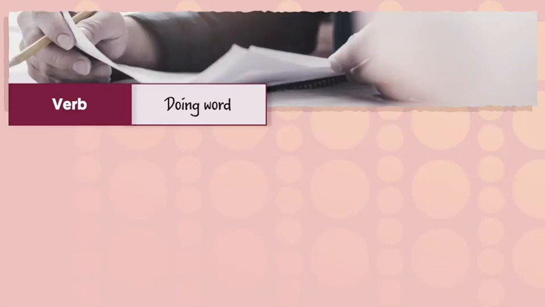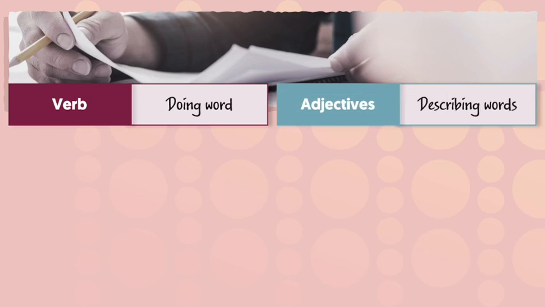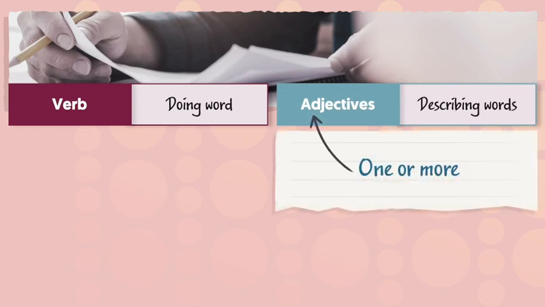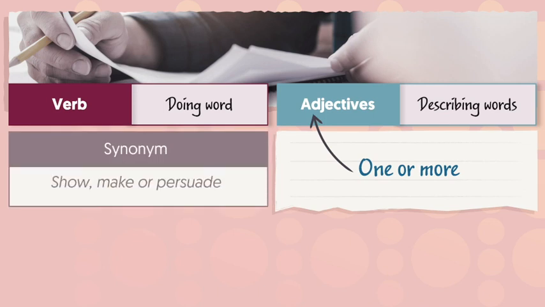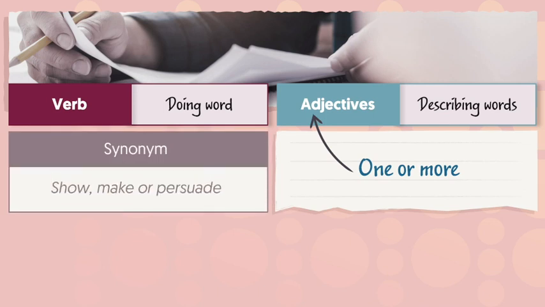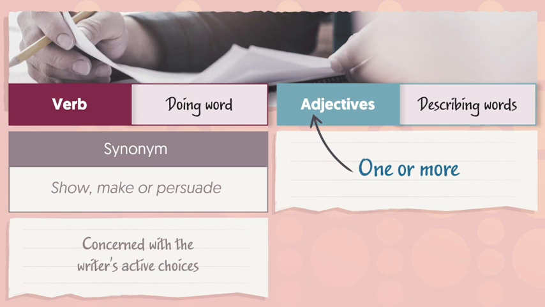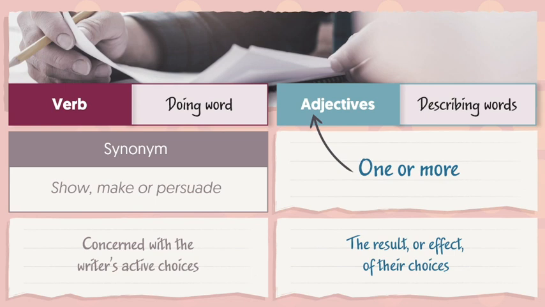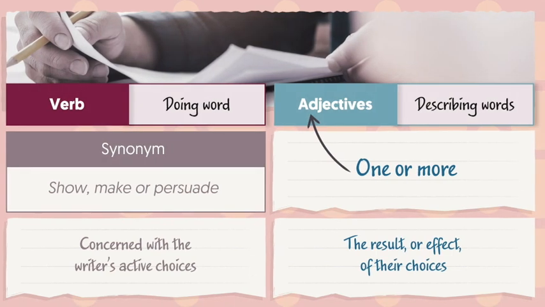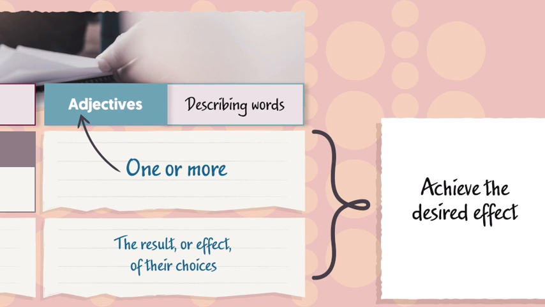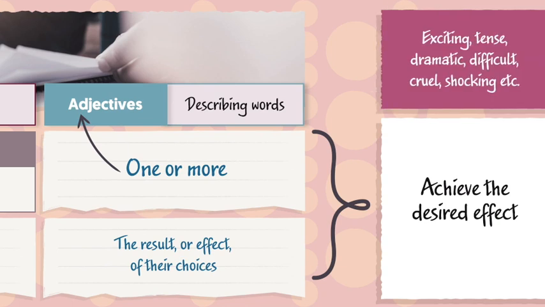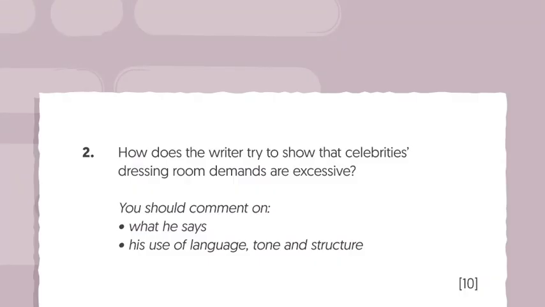Start by looking at the question. Identify the verb, the doing word, and the adjectives, the describing words. There might be one adjective, or more than one. In any question of this type, the verb will be a synonym for the same thing: show, make, or persuade. All of these words are concerned with the writer's active choices, what they decided to do. The adjectives in the question are the result of their choices, the effect. The writer's choices have come together to achieve a desired effect, to show something as exciting, tense, dramatic, difficult, cruel, shocking, and so on. So, how does this look as a question?